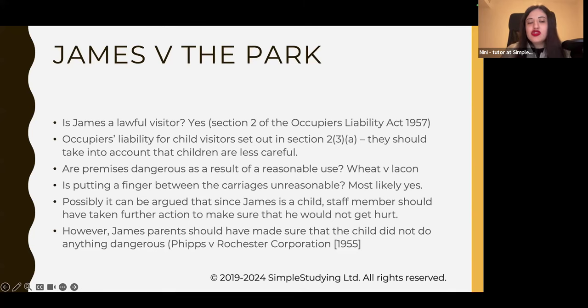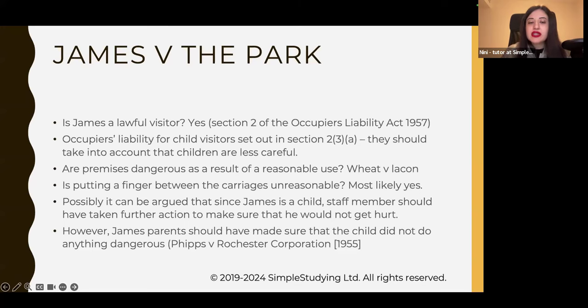In this case, James put a finger between the carriages. Is that an unreasonable use? Most likely, yes, because you're not supposed to put a finger between the carriages. You can cite the case of Wheat versus Lacon. Possibly, it can be argued that since James is a child, staff members of the park should have taken further actions, further precautions, to make sure that he does not get hurt.